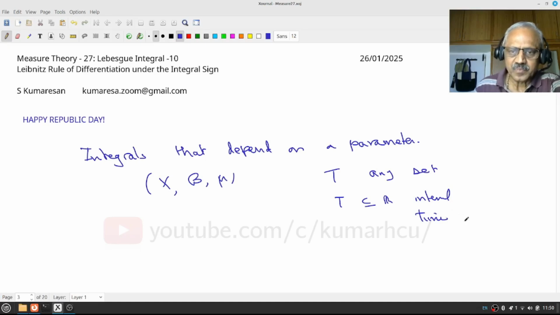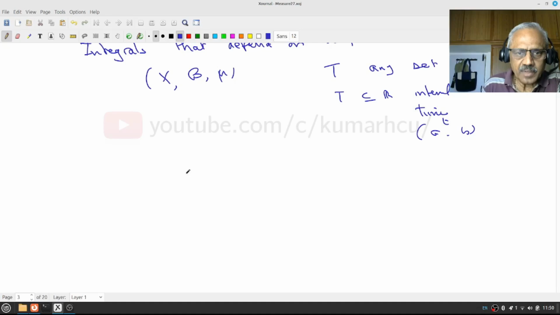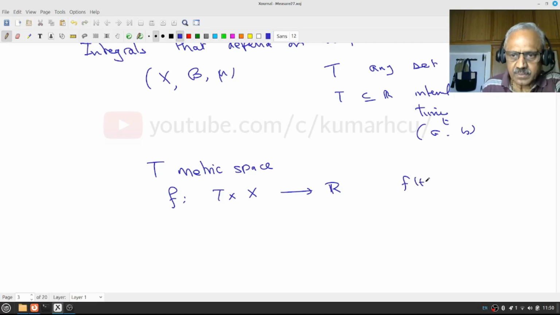Something like A to B, at time T, kind of thing. And for our purposes, for the theorem, I am going to assume T is a metric space. And F is a function from T cross X to R. That means F of (t, x) for each t and x here.